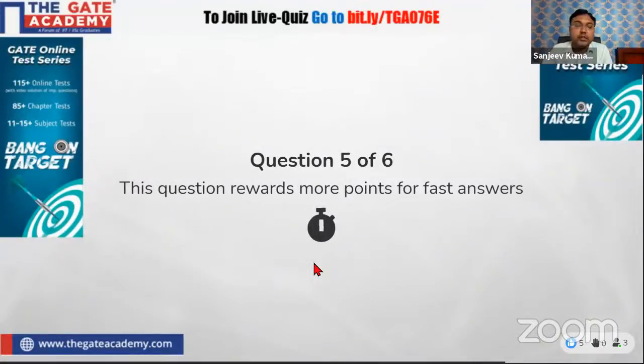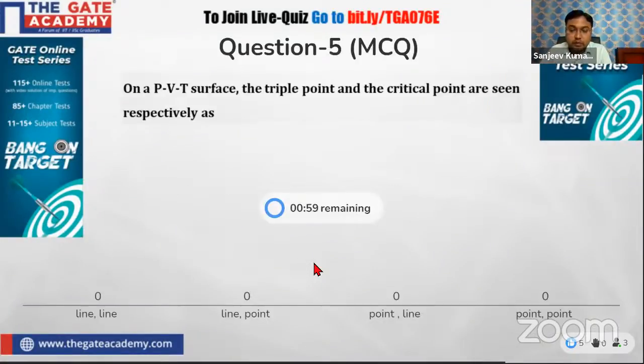Second last question. Fastest answer will get more points. On the PVT (pressure, volume, temperature) surface, that is the curve on this graph, the triple point and the critical point are seen respectively as what? How are you going to see these points on this PVT surface? Both points are a line, or one is a line and one is a point, line or point?